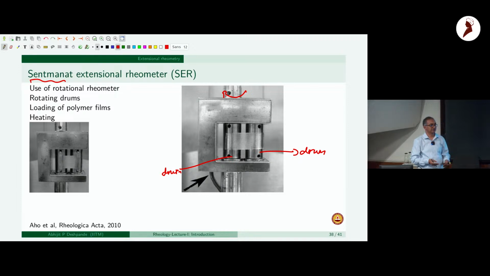So this is one attachment which is available, but I have not seen lots of data based on these kinds of measurements. Again, it looks simple and it looks promising that you can do measurements. But let's say we were working with gels, and the sagging of the gel, the fact that it cannot be there as a film. All of those complications make the measurements much more challenging.